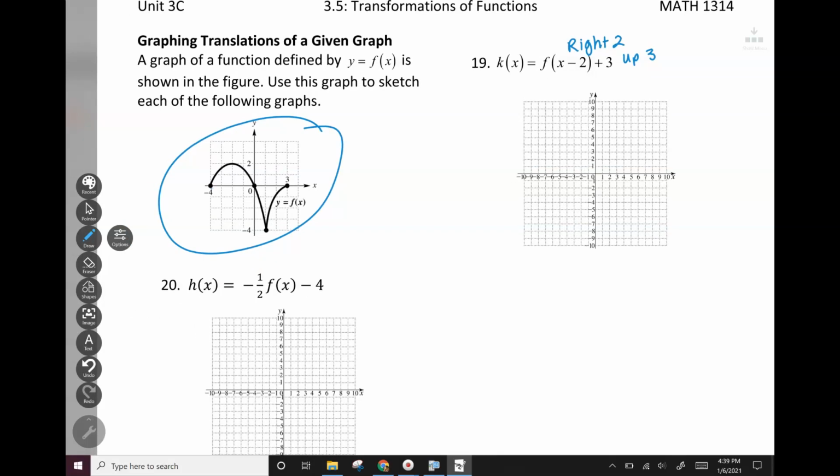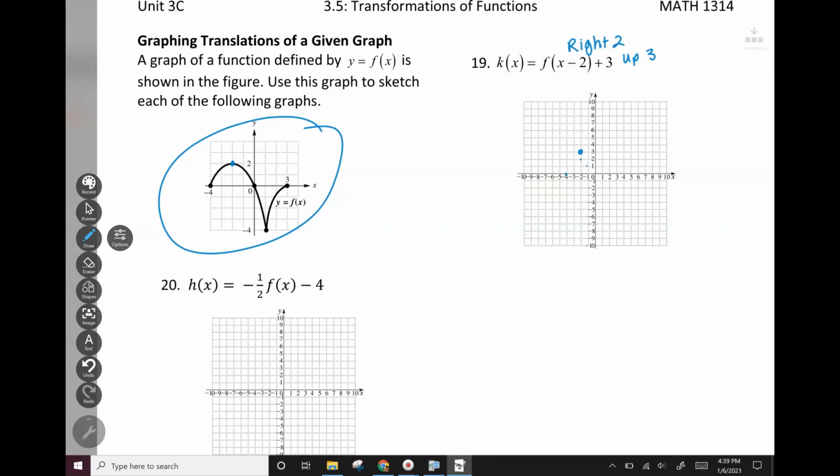So I've originally got this point -4, 0. I'm going to shift it up 3 and to the right 2. So right 2, up 3. There's my new point there. And then I could also do this point at -2, 2.